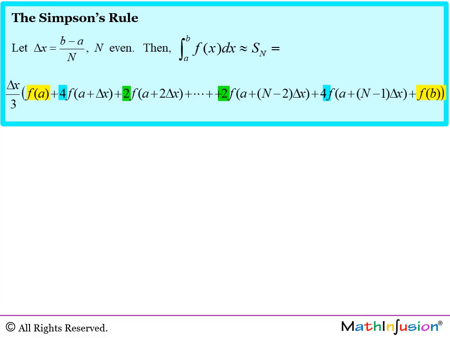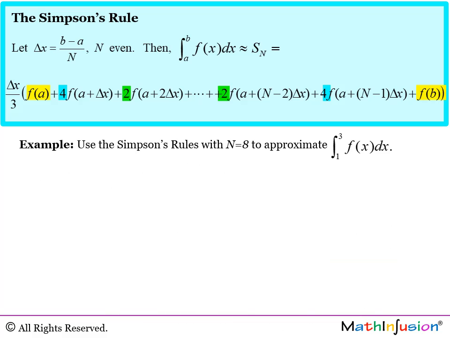And now pay attention to the pattern. We have delta x over 3 times f of the first, x0 which is a, and then the second, the third, and the fourth. And you can see that there's a pattern. F of a and f of b appear only one time. And then between them we have alternation of 4 times and 2 times, 4 times and 2 times, and so forth, till f of b.